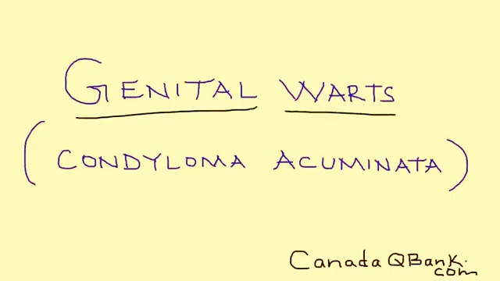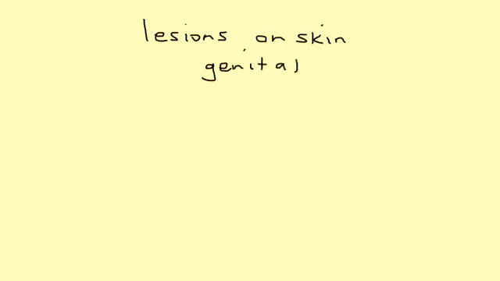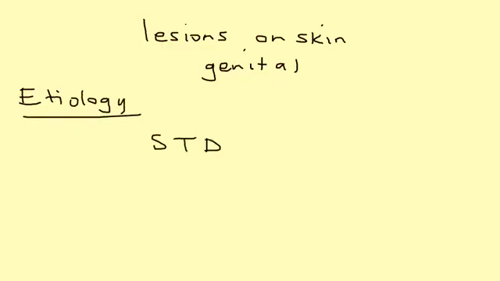Genital warts, or Condyloma Acuminata, is the topic. Essentially what we're talking about are these lesions on the skin, and for the most part in the genital area, although they can also appear in the mucous membranes. Now, the cause or etiology is rather important. These are sexually transmitted. It can definitely be thought of as an STD, and they're transmitted via skin-to-skin contact.